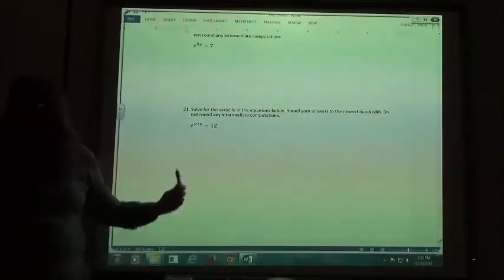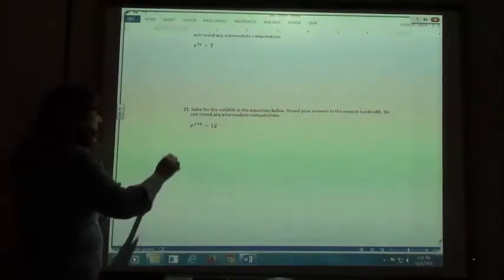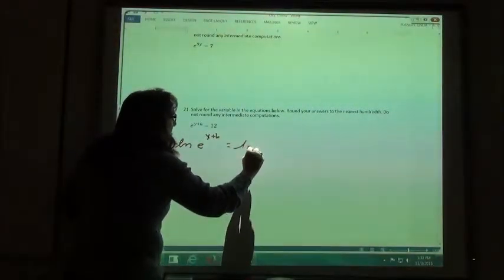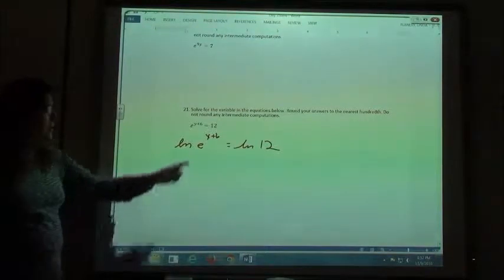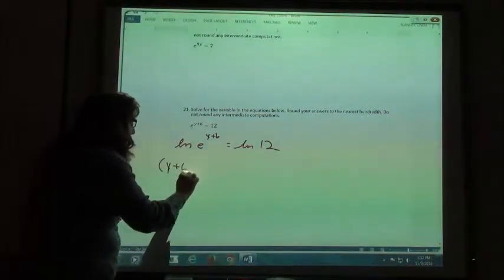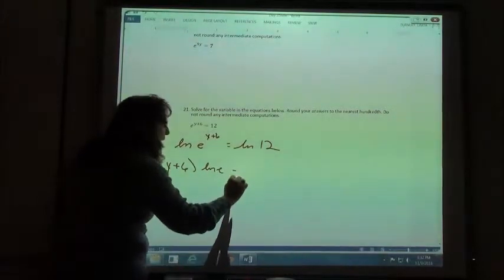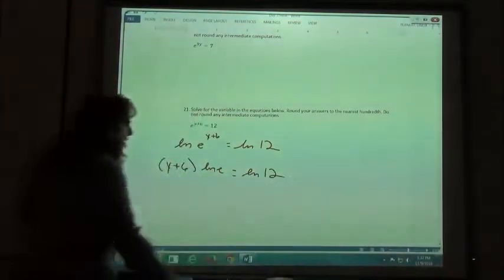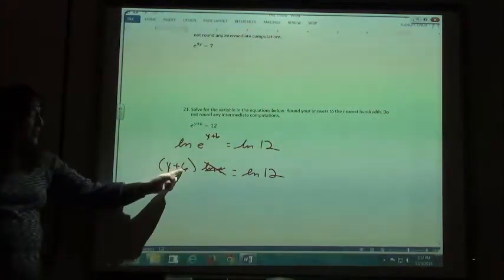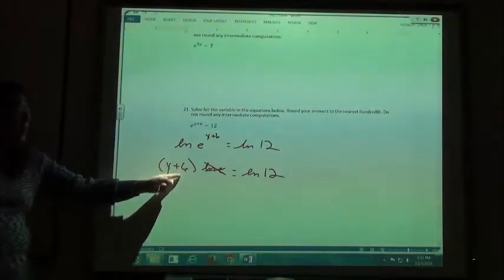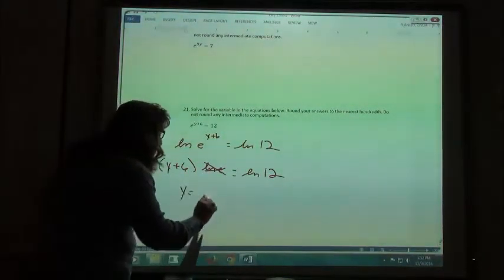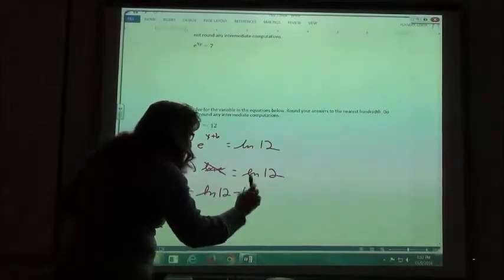So if I show my work, I'm going to do the natural log of e to the y plus 6 equals the natural log of 12. This is then going to go out in front. Y plus 6 times the natural log of e equals the natural log of 12. Natural log of e is 1, so I can just basically get rid of it. And when I move this to the other side, I have to subtract it. So y is going to equal the natural log of 12 minus 6.